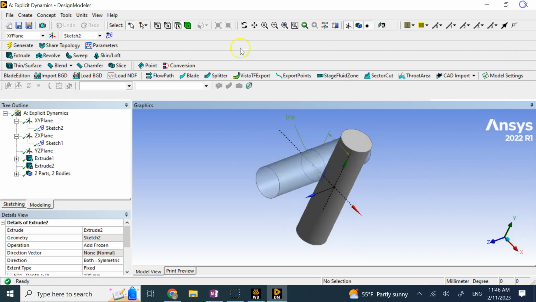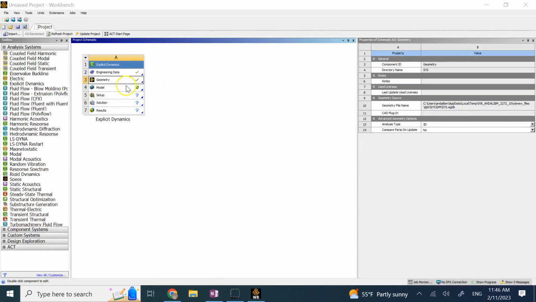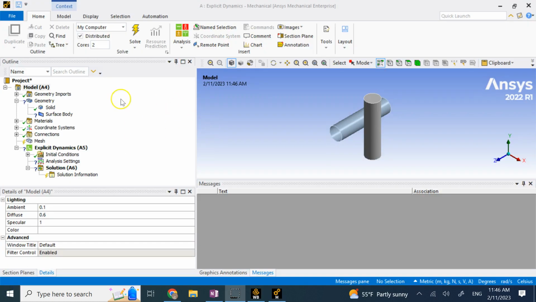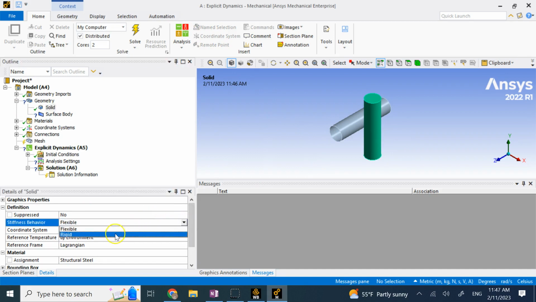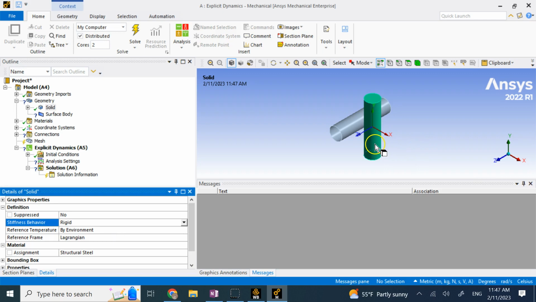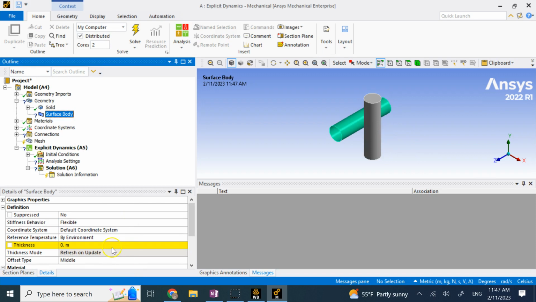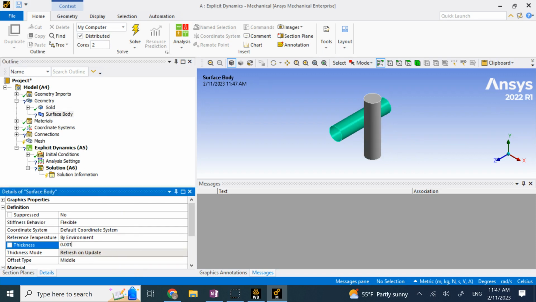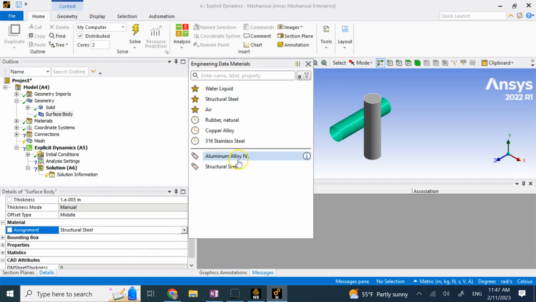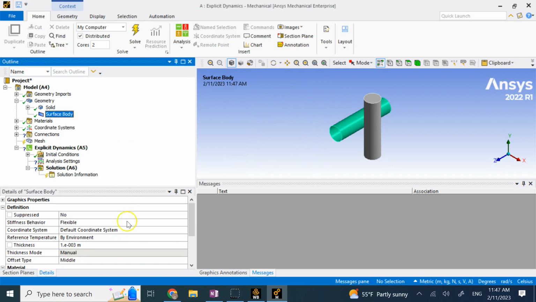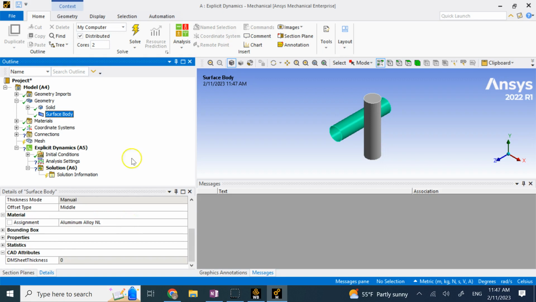Now I go ahead and go to mechanical. Here we go, we are in ANSYS mechanical. First we need to take care of the geometry. You see this guy is solid cylinder, but the behavior is flexible. So you change it to solid, rigid, so we don't want any deformation on the steel. And it's a structural steel, it's all good, but the surface body, first of all, you give it some thickness, let's say 0.001 or 1 mil thickness. The other thing is the material, you change it to this aluminum nonlinear alloy. Okay, so now you have your physical object here set up.